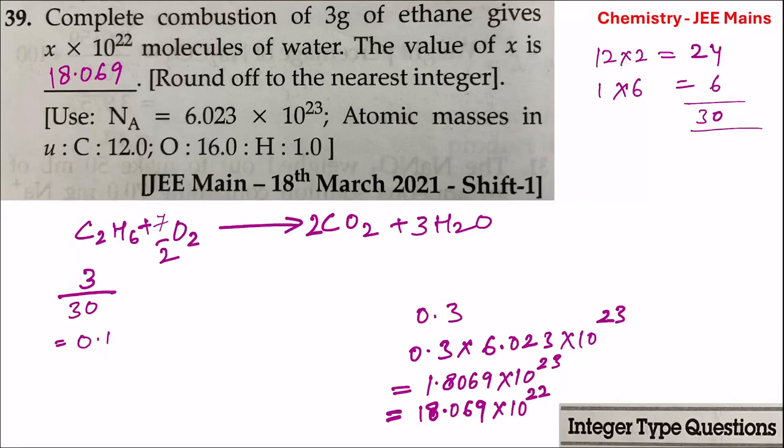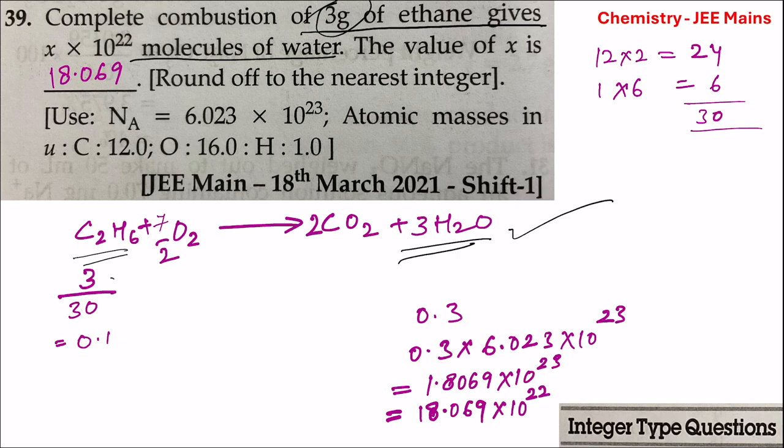Hello students. Complete combustion of 3 gram of ethane gives X into 10 to the power 22 molecules of water. The value of X is. Now this is the balanced equation for the combustion of ethane. So from the balanced equation we can see that 1 mole of ethane gives 3 moles of water. Now weight of ethane is given as 3 gram.